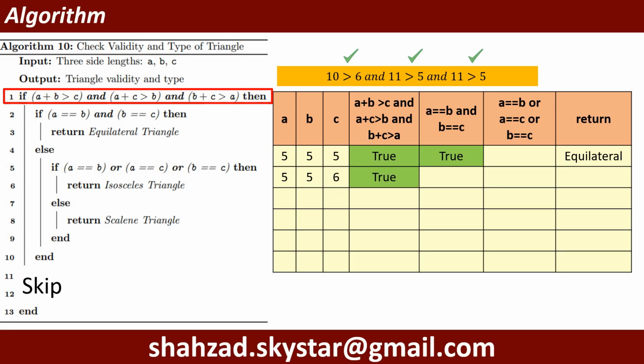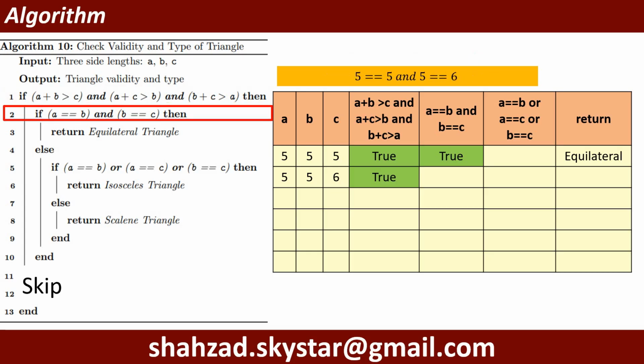In case of true, it will return a whole true statement, meaning true condition. And in case of true condition, line number 11 and line number 12 will be skipped, and then our control moves to line number 2. In that case, it's checking whether a equal to b. They are going to check whether all three sides are equal or not.